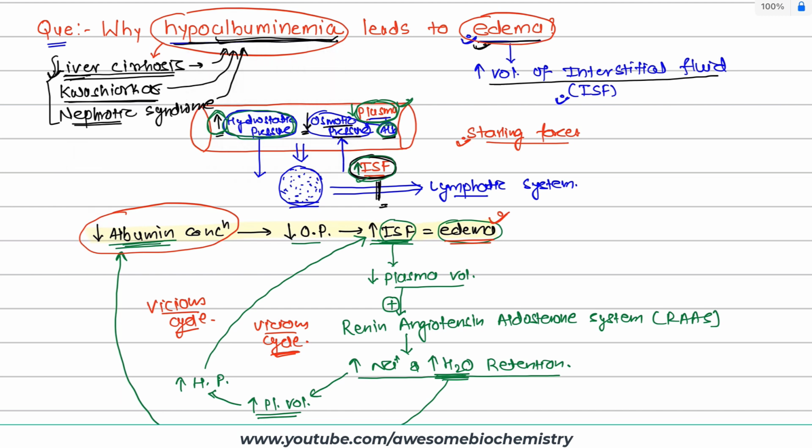And we know that hypoalbuminemia leads to development of edema. So this question, why hypoalbuminemia leads to edema, can be modified. Like, liver cirrhosis can lead to edema, or Kwashiorkor can lead to edema, or nephrotic syndrome can lead to edema. So in all those questions, the answer will remain the same.